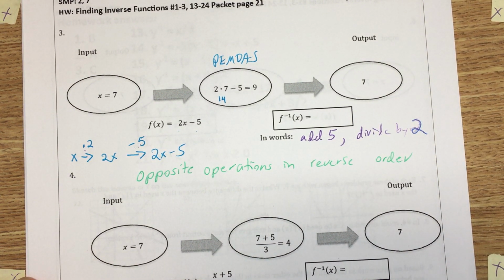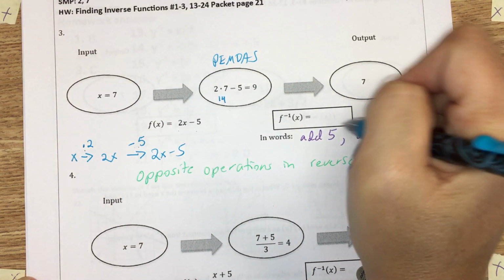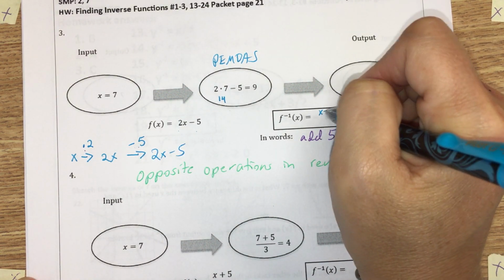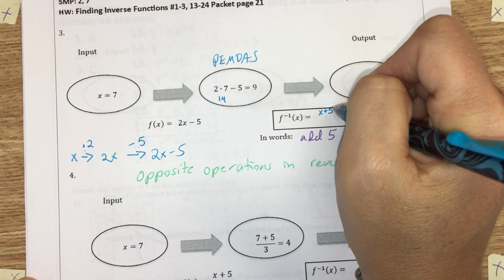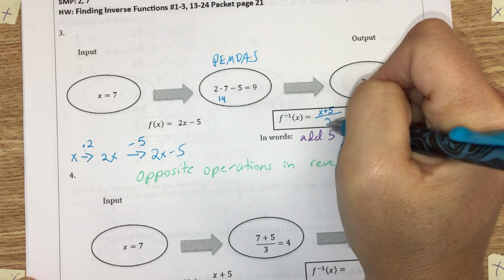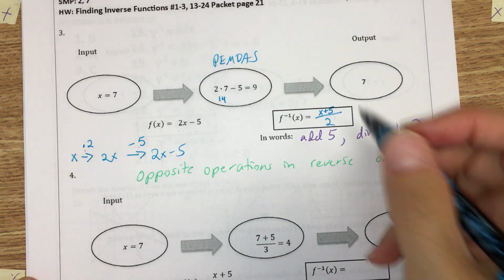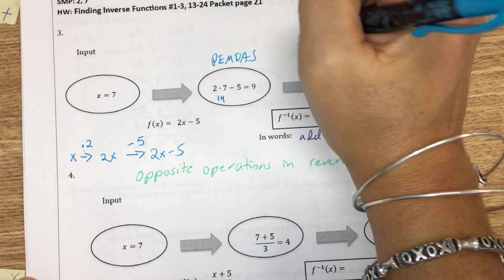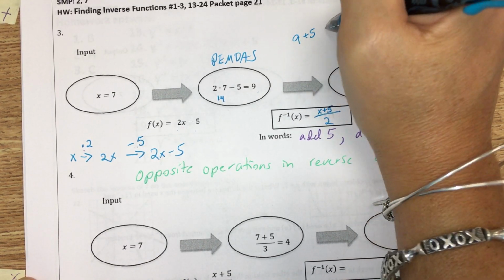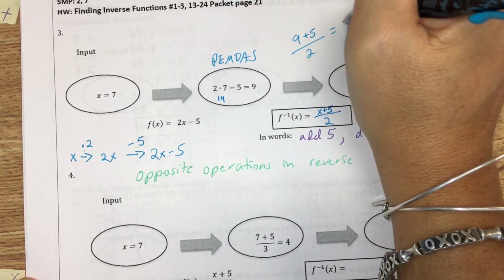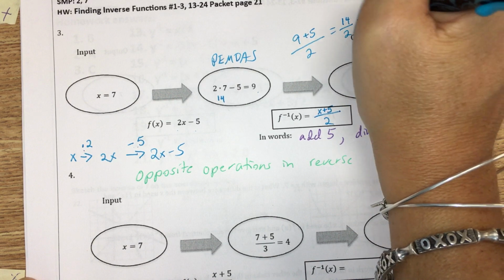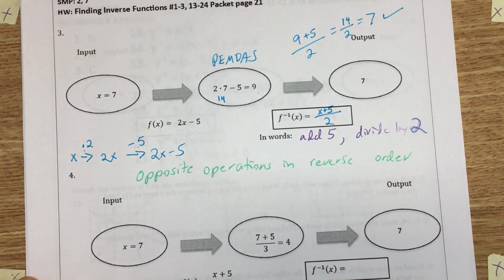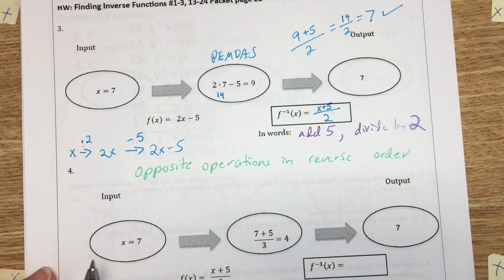Alright, so that leaves my final function. If I'm adding 5, so I'm going to go x plus 5 over 2. Let's see if that works out. So if I take 9 plus 5 is 14, divided by 2 is 7. Check.